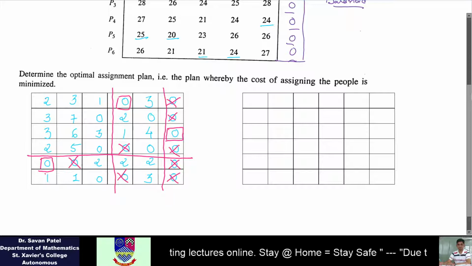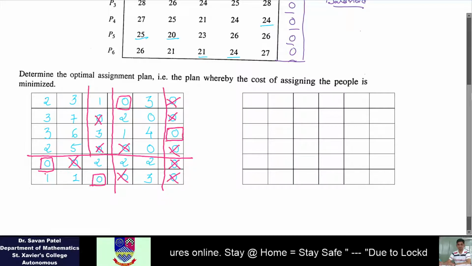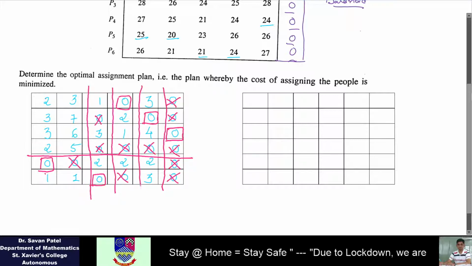Now here in this row, this is unique because these two zeros are already cancelled. So I am selecting this 0. So this and this is cancelled. This column is cancelled, suppressed. Now in this row, this is unique, so I am selecting this 0 and this is cancelled. So I am drawing this line.